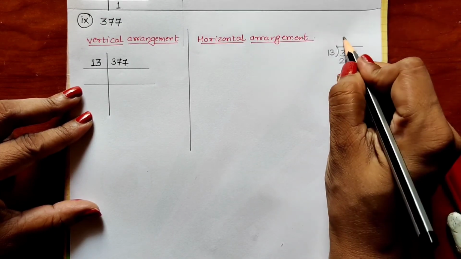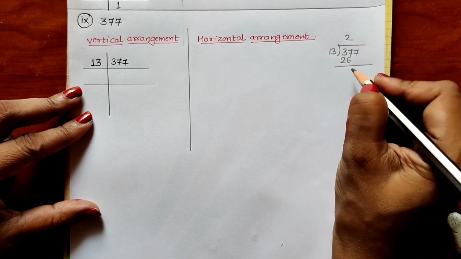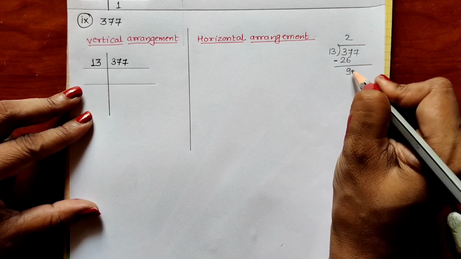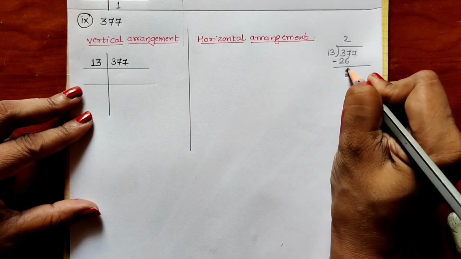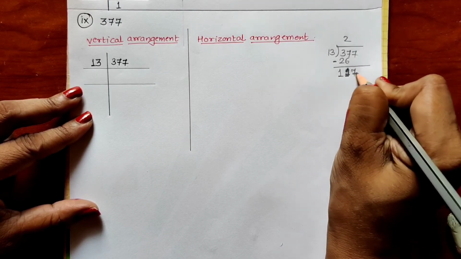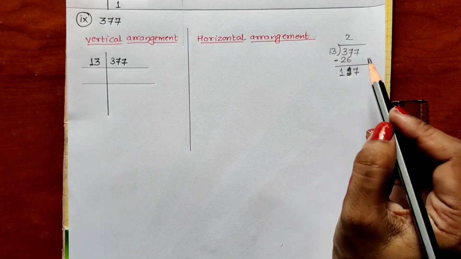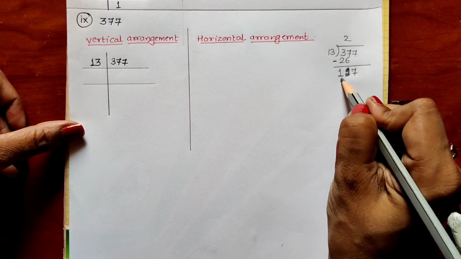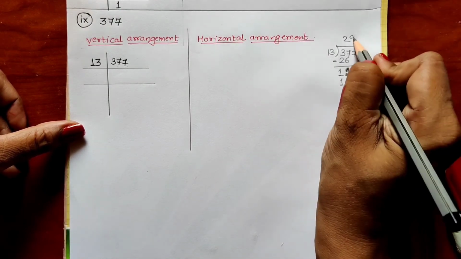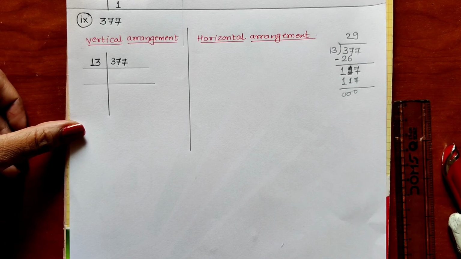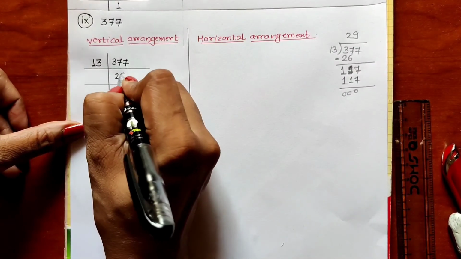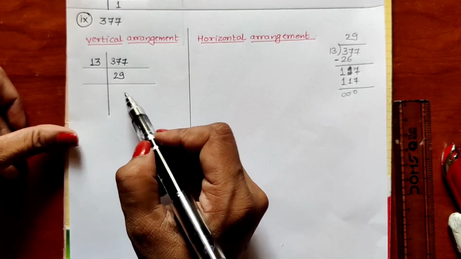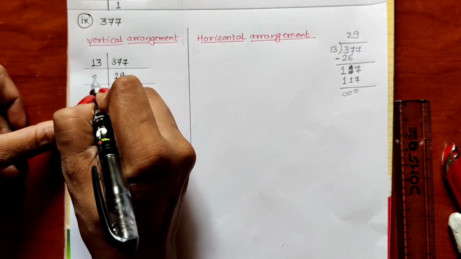13 twos are 26. 11 remaining, and this one means 117. So we all know 13 nines are 117. Okay, so we get the second factor as 29. And children, we all know 29 is a prime number. It is not there in any other number's table. It is not divisible by any other number. So 29 is a prime number.